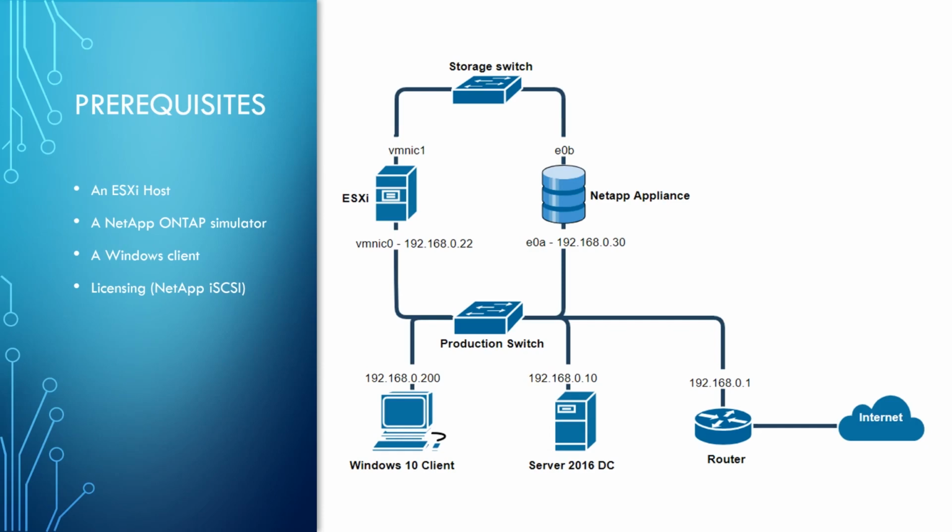You're going to need a Windows client to access the management interfaces, and you're going to need a Netapp iSCSI license on your Netapp ONTAP appliance. That's very important because for Netapp, you license all your different features, and if you don't have the Netapp iSCSI license installed, then you won't be able to create any iSCSI storage. As you can see, I also have a DC and a router. Those aren't necessary. The DC is just there if you want to use DNS.